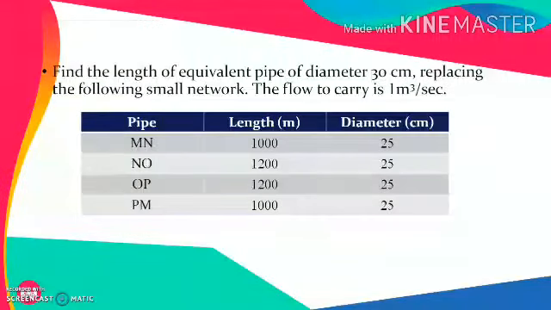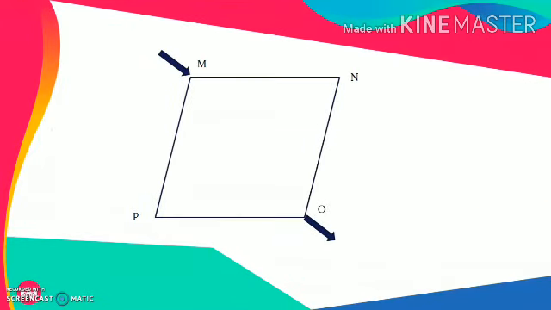We will try to understand the implementation of this by a small example. Find the length of an equivalent pipe of diameter 30 cm, replacing the following small network. The Q to be carried is 1 meter cube per second. The network properties have been given as displayed in the table. The flow is entering at M and has an escape at O. So first of all, we will draw this network as shown in the figure. It will have an inlet at M and outlet at O. 1 meter cube per second is the total flow it needs to carry.